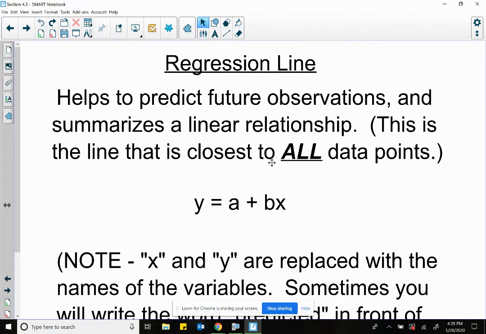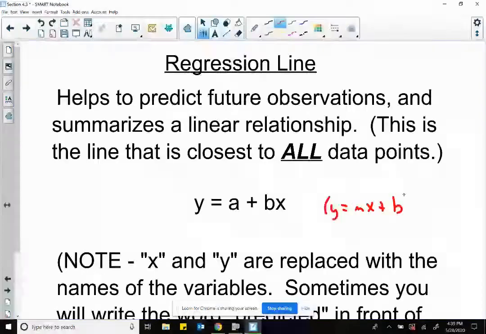Our regression line looks like this: y equals a plus bx. Now, in algebra, you learned about this equation before. We called it slope-intercept, which was y equals mx plus b. This is the algebra form of the line. In statistics, we switch these two around. So A is really this B, that y-intercept. And the B that's here is representative of the M. So this is b plus mx.